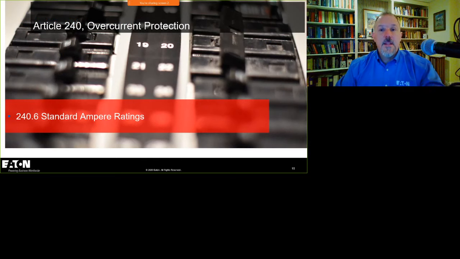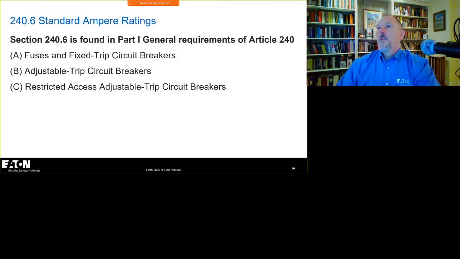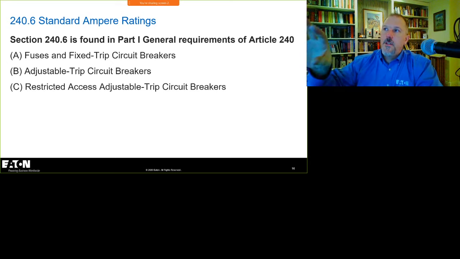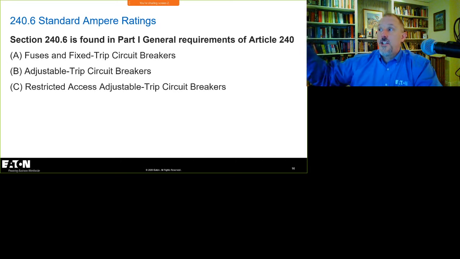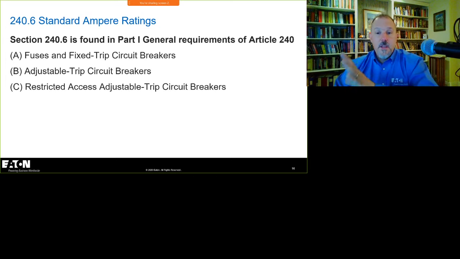So let's talk about the different types of ratings. Let's talk about the standard ampere ratings. 240.6 covers standard ampere ratings. That's the name of the section in the code, and it handles fuses, fixed trip circuit breakers, adjustable trip circuit breakers, and then restricted access adjustable trip breakers. So there are three things that I want to cover.